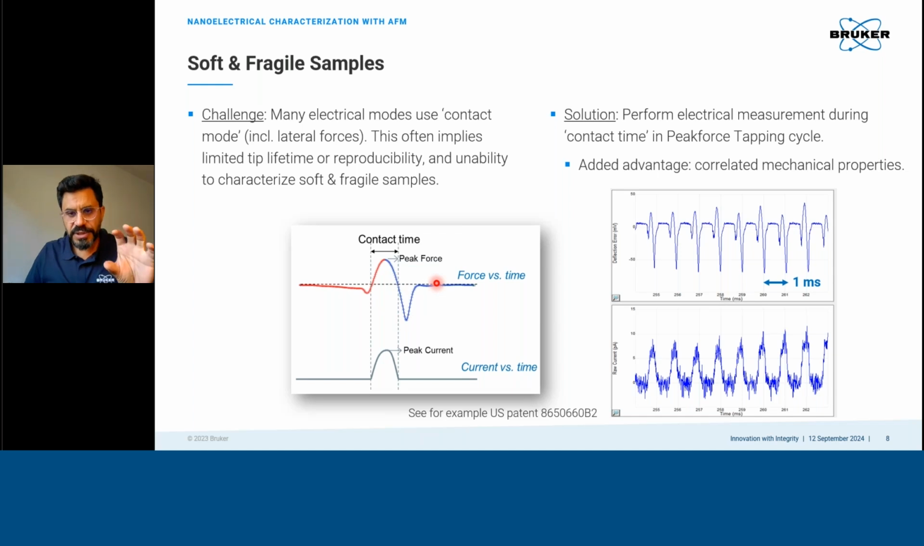Now, to measure the electrical property, and more specifically in this example, the conductivity, the current, we need to do that only during the contact time. And as you can see here, these are real-time screenshots of the deflection signal, so the force, and the measured current during these force curves. The time is extremely short, which means that you need really very advanced electronics to be able to do that. And that's possible with the methods we'll be showing in the remainder of this webinar.